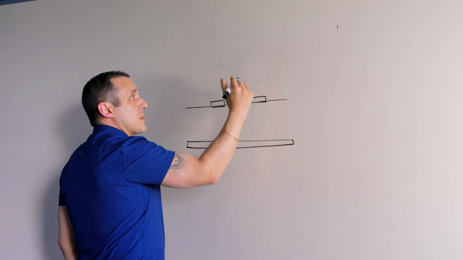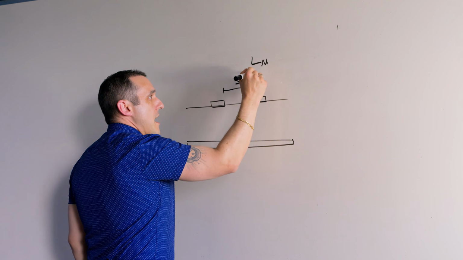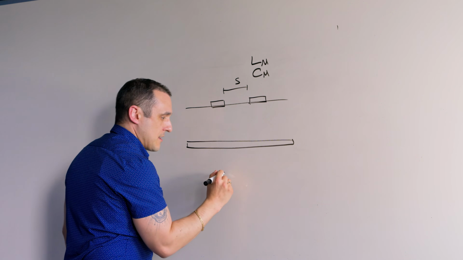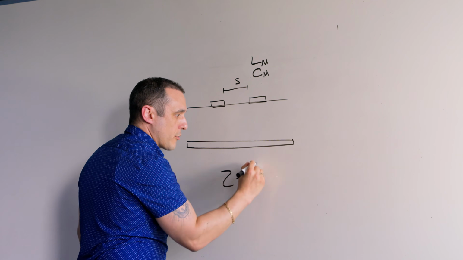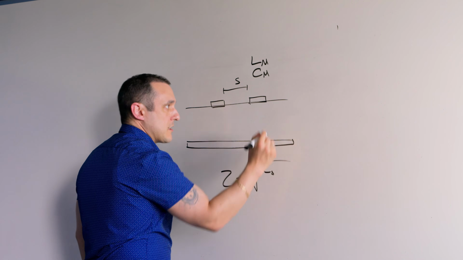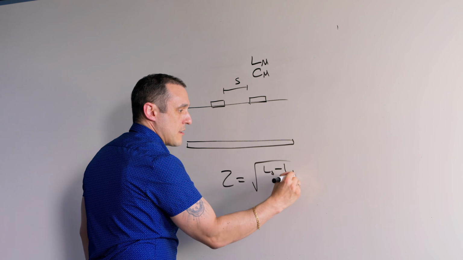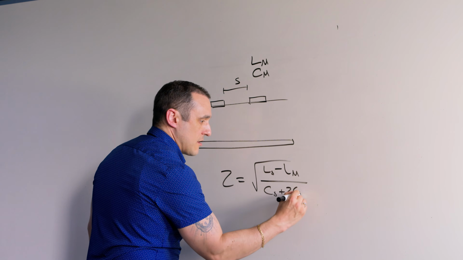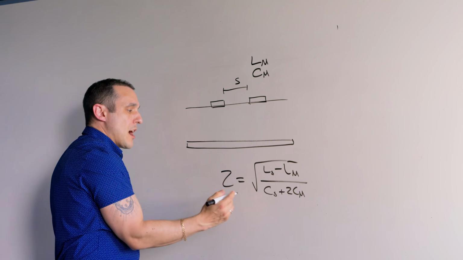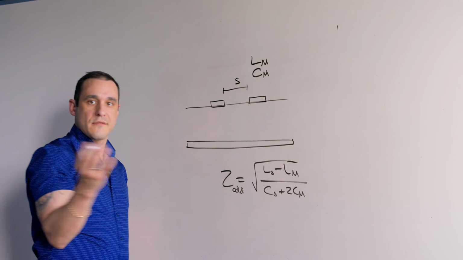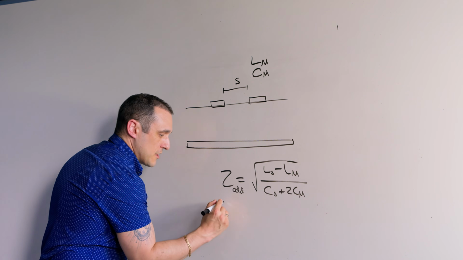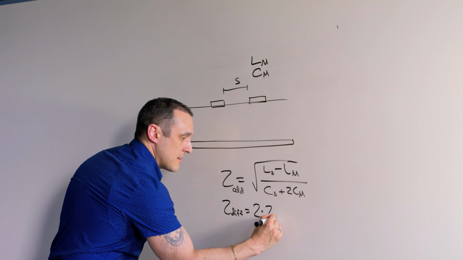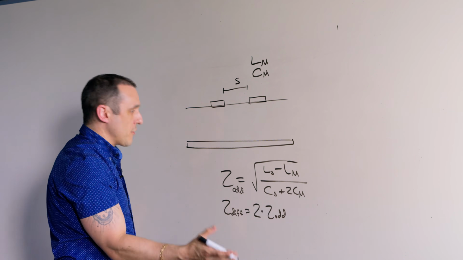Now that spacing determines the mutual inductance, L sub M, and the mutual capacitance, C sub M. And the lossless impedance is then Z equals square root of whatever the self-inductance is for one of these traces minus the mutual inductance divided by the self-capacitance plus 2 times the mutual capacitance, okay? So this is the lossless odd mode impedance. Very simple to understand. And then of course, the differential impedance, we'll call it Z diff, is just equal to 2 times Z odd, okay? Now you know everything about the impedance.